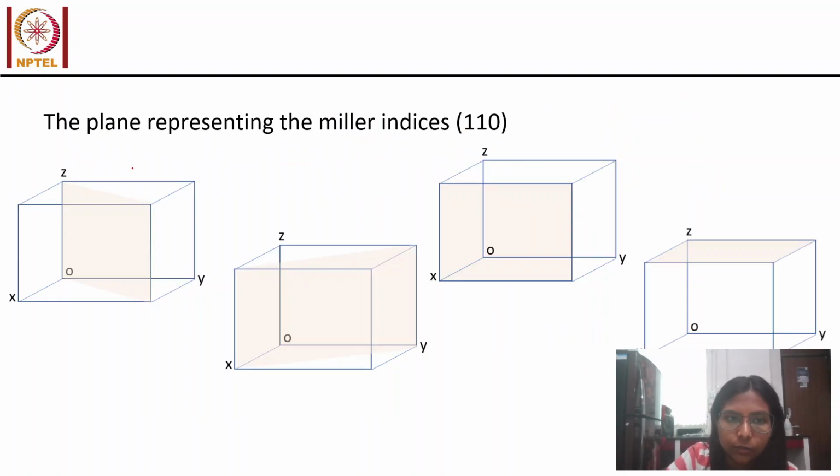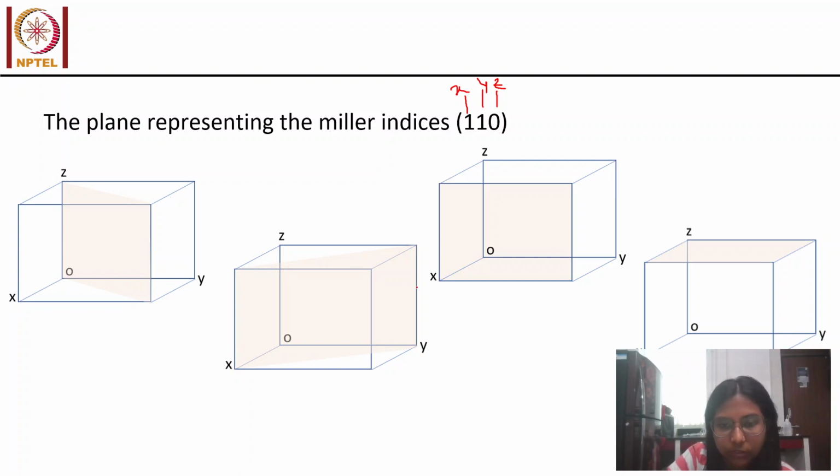Then again, these are all the questions which were asked in the assignment. The question was the plane representing the Miller indices 1, 1, 0. This is now very simple. This will be x, this will be y, this will be z. Along x, the intercept will be 1 unit cell length, so we have this situation here, and we also have this situation here.